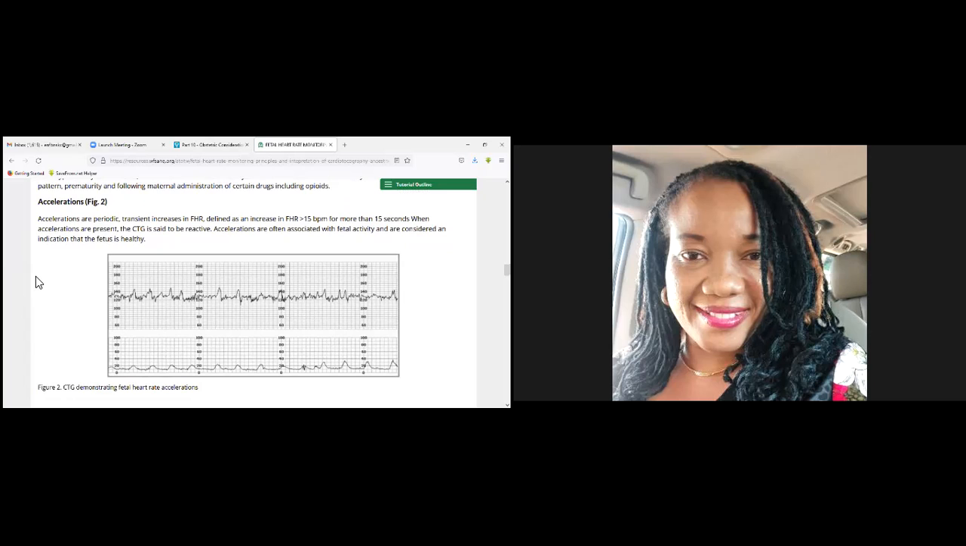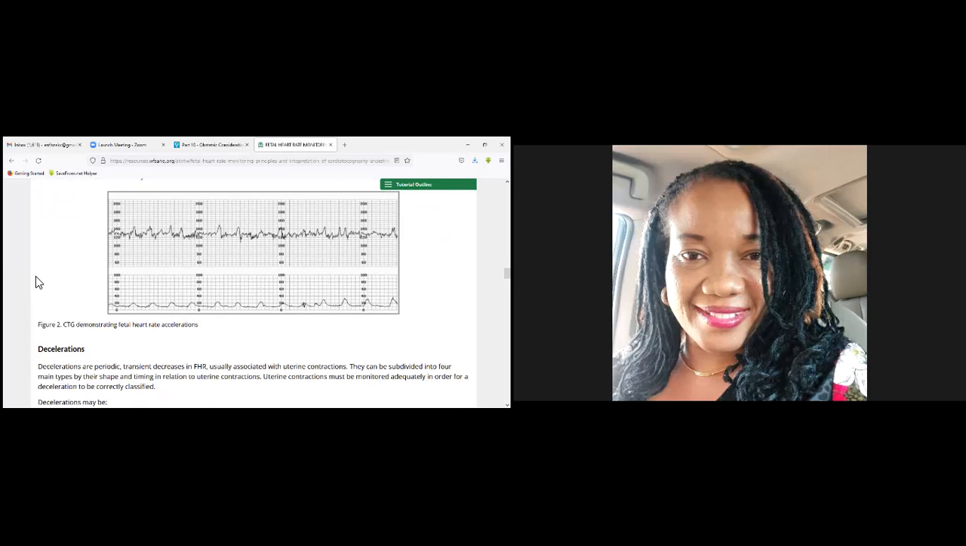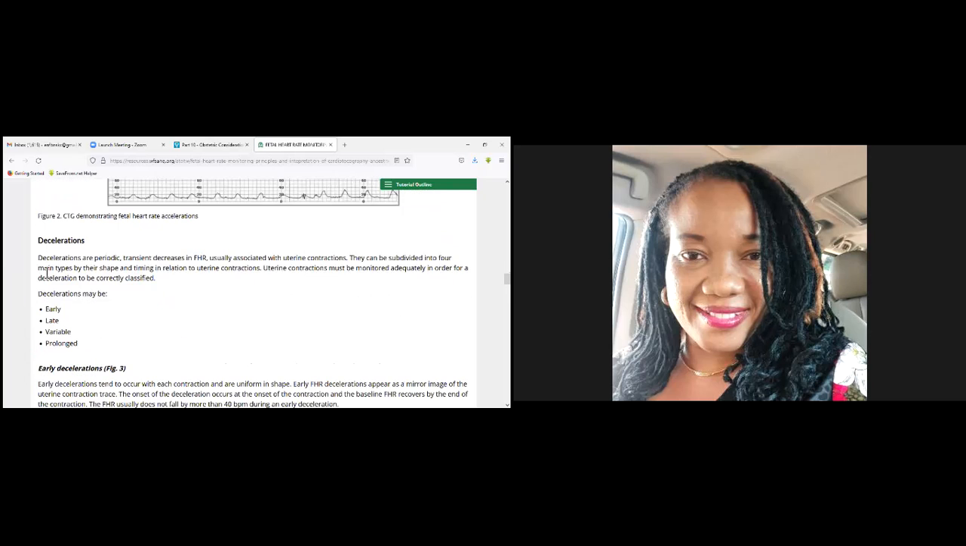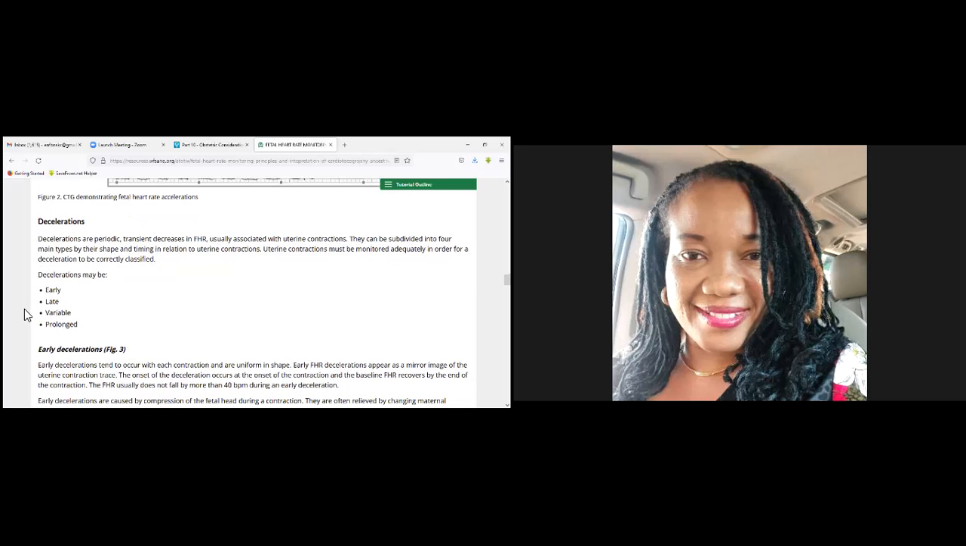Now, decelerations are also periodic, and they should be transient, actually with uterine contractions, and there are 4 types. I'll just go through this. I know it's a long CTG, it is a different kettle of fish, but we realize that accelerations are good, they are okay, they are transient. Decelerations could be early, late, variable, and prolonged, and I think that's where there's really a worry, but they are tied also with uterine contraction.